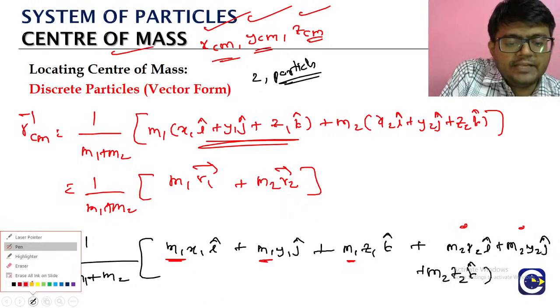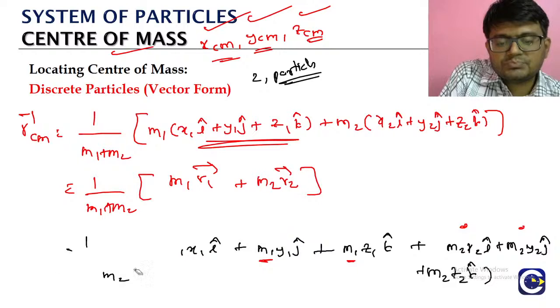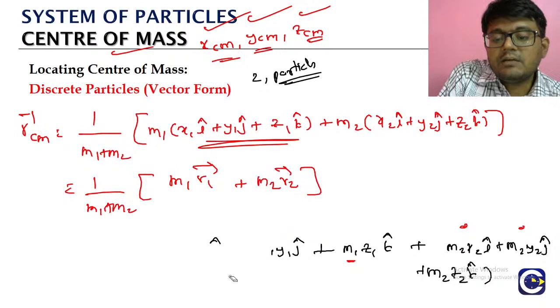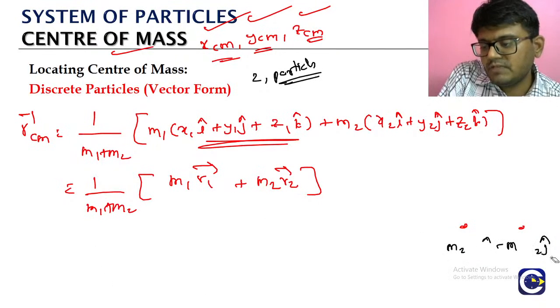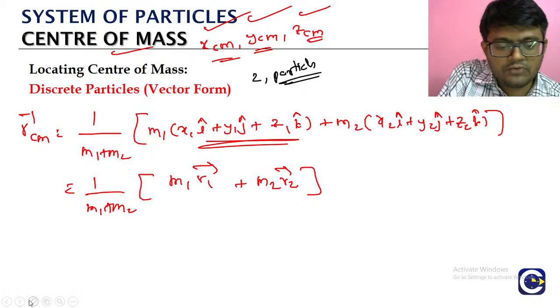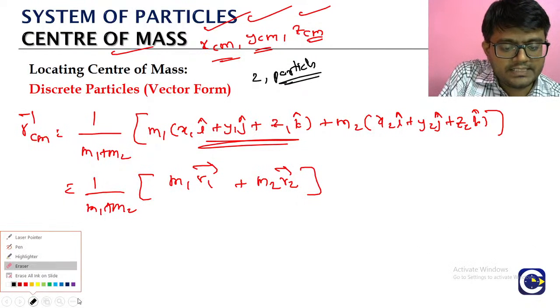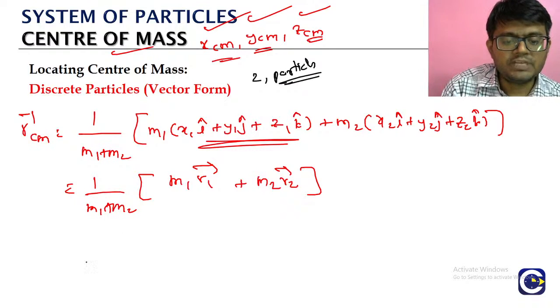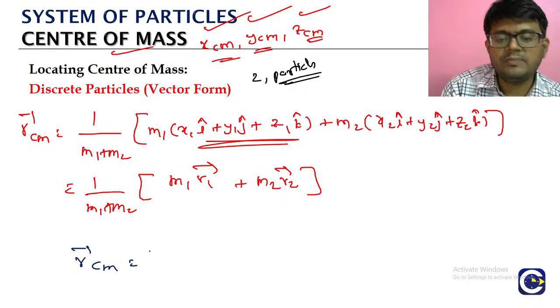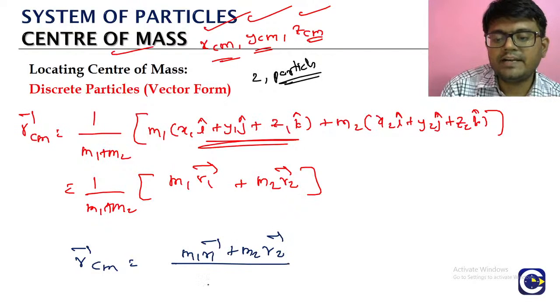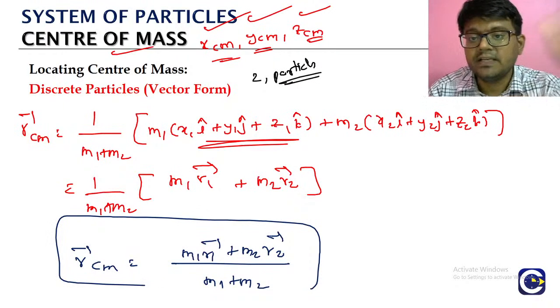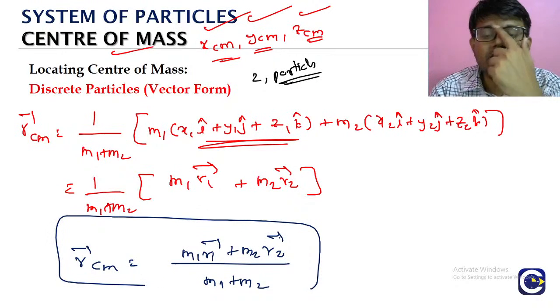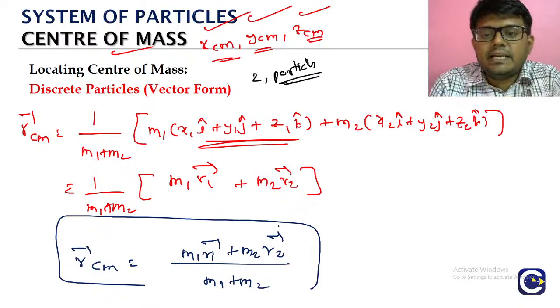If we want to find the center of mass location in terms of the vector notation, what is it that we are having? The position vector of the center of mass will be given by m1r1 plus m2r2 divided by m1 plus m2. This is just like what we have seen. Previously we were seeing in terms of the separate coordinates, right? Now it is in terms of the position vectors.